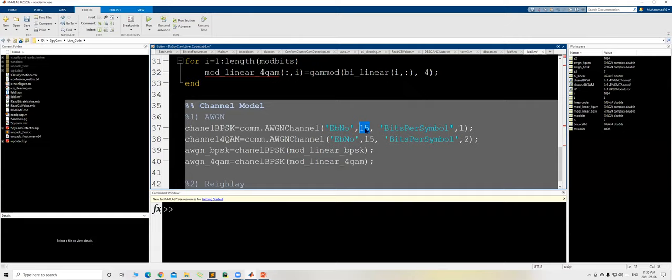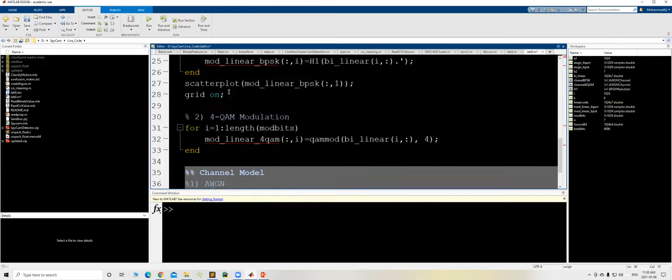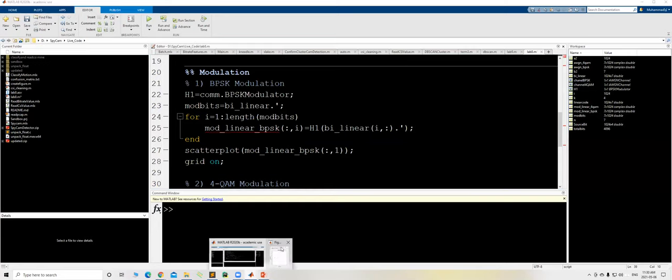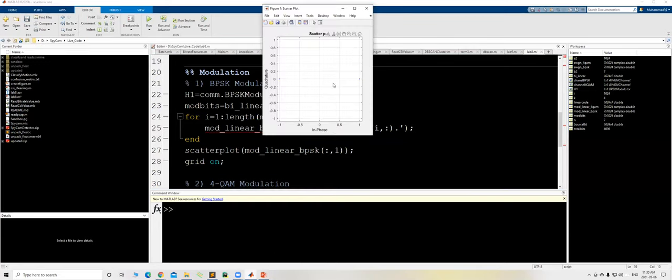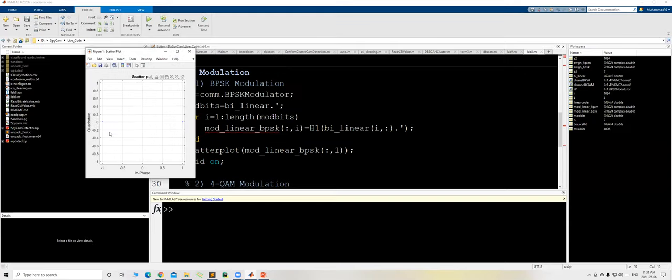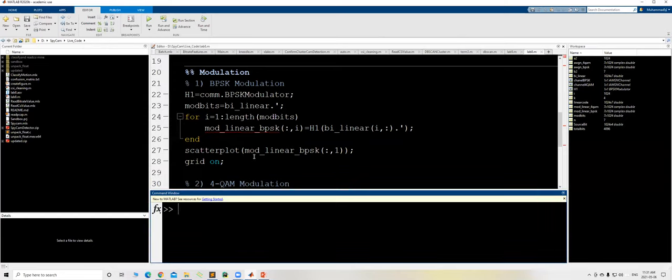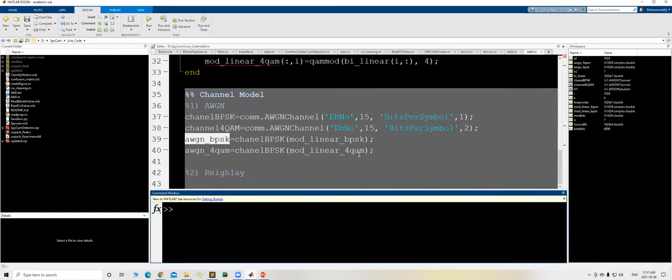When I'm using the signal to noise ratio of 15, and the bits per symbol of 1, and on the other side, again the signal to noise ratio as this, and the bits per symbol like that. I want to see the BPSK because I have seen it in the scatter plot. This was on the transmitter side, where you had a very clean BPSK. You can have the constellation here, but I want to show it after the AWGN channel.